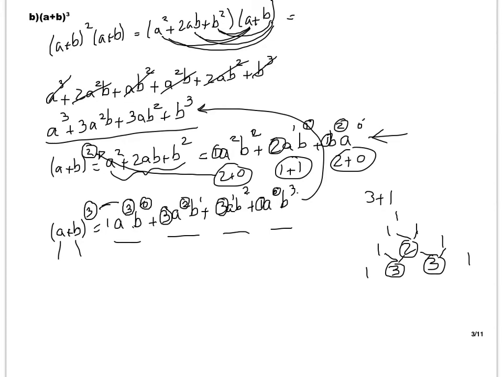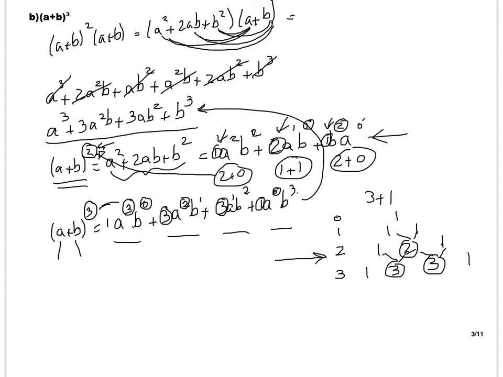Now, if you look at the expansion, for instance, for a plus b squared, let's write the row number here based on the Pascal triangle. This is row 0. This is row 1, this is row 2, this is row 3. If you look at a plus b squared, the exponent is 2. So look at the row with number 2. If you look at the coefficient, you can see the coefficient is 1, 2, 1, which is exactly what the coefficients here are, 1, 2, 1.